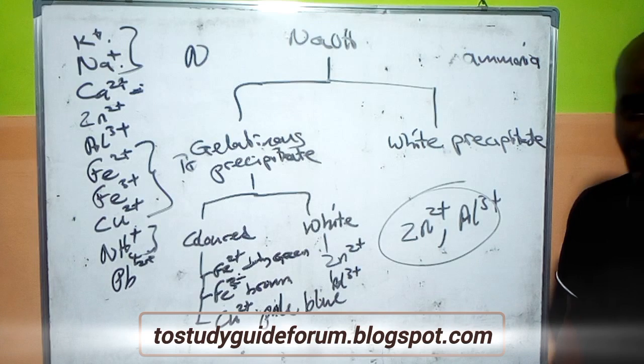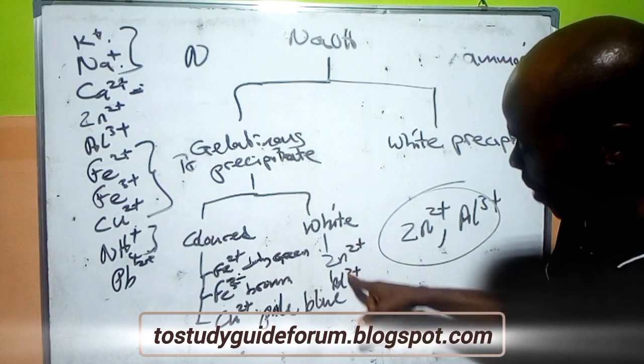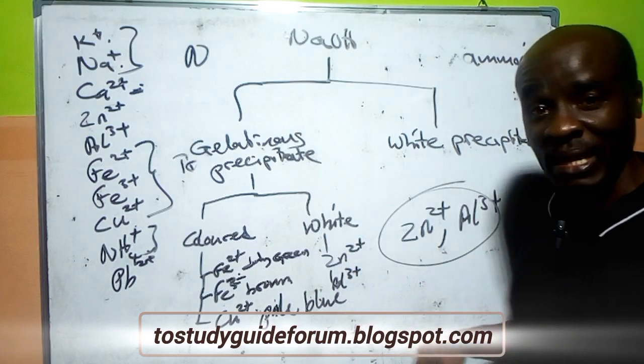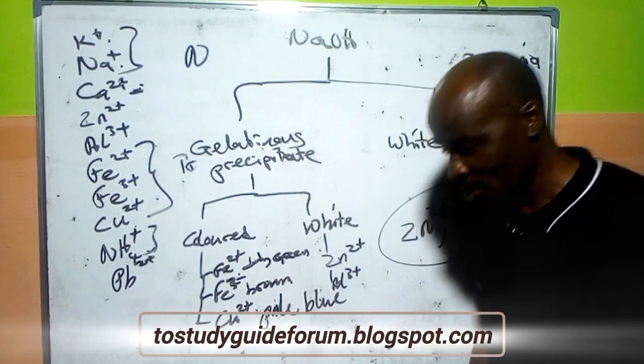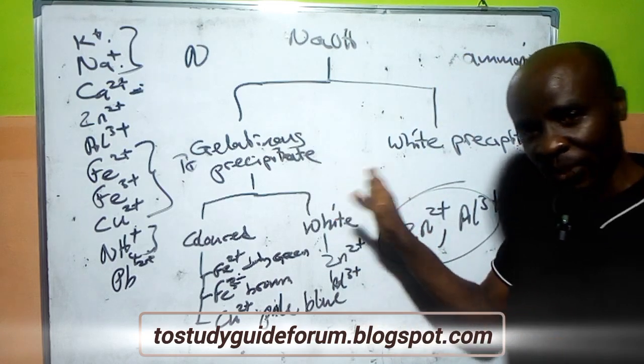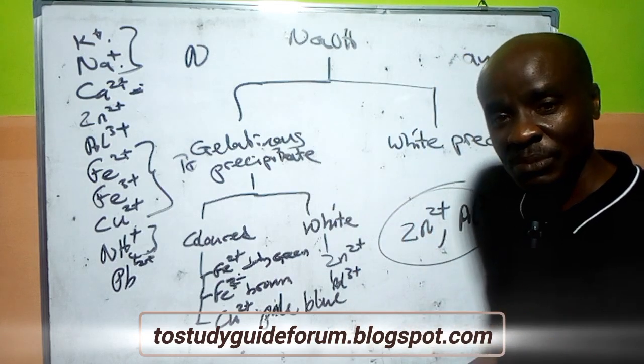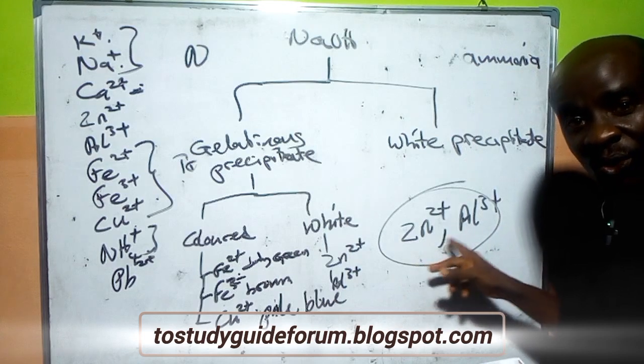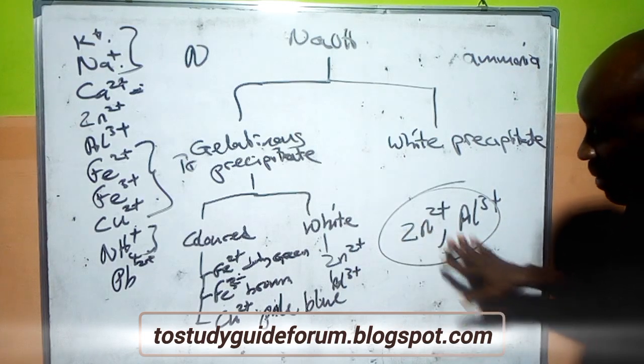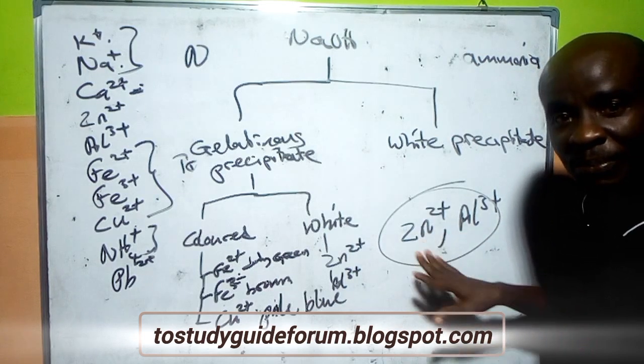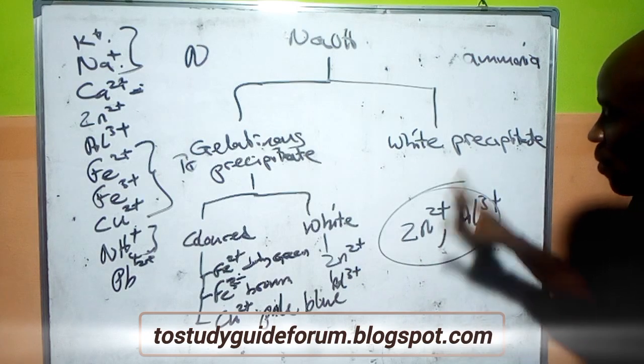It's very, very simple. Because two of them will give you what? White gelatinous precipitate, and this white gelatinous precipitate is soluble in excess. So once you get white gelatinous precipitate which is soluble in excess, you are likely to have this or that. But there's another method of separating these two. If you want to separate them, we'll get to that.